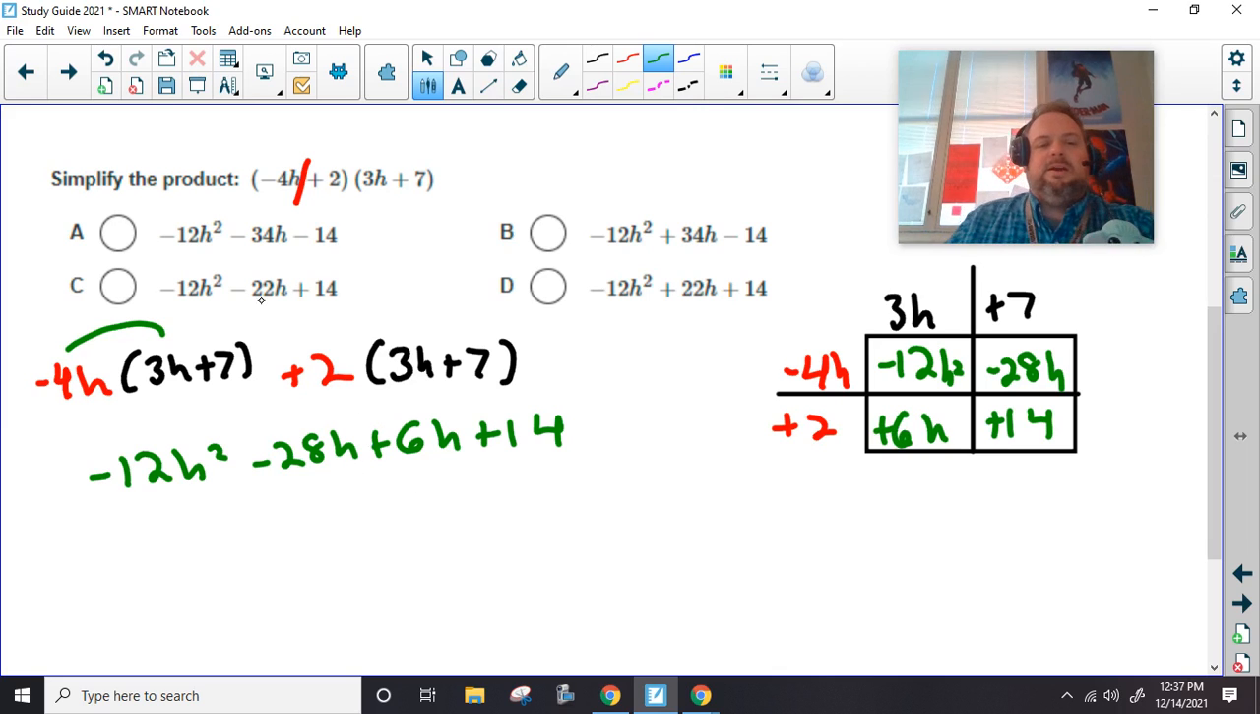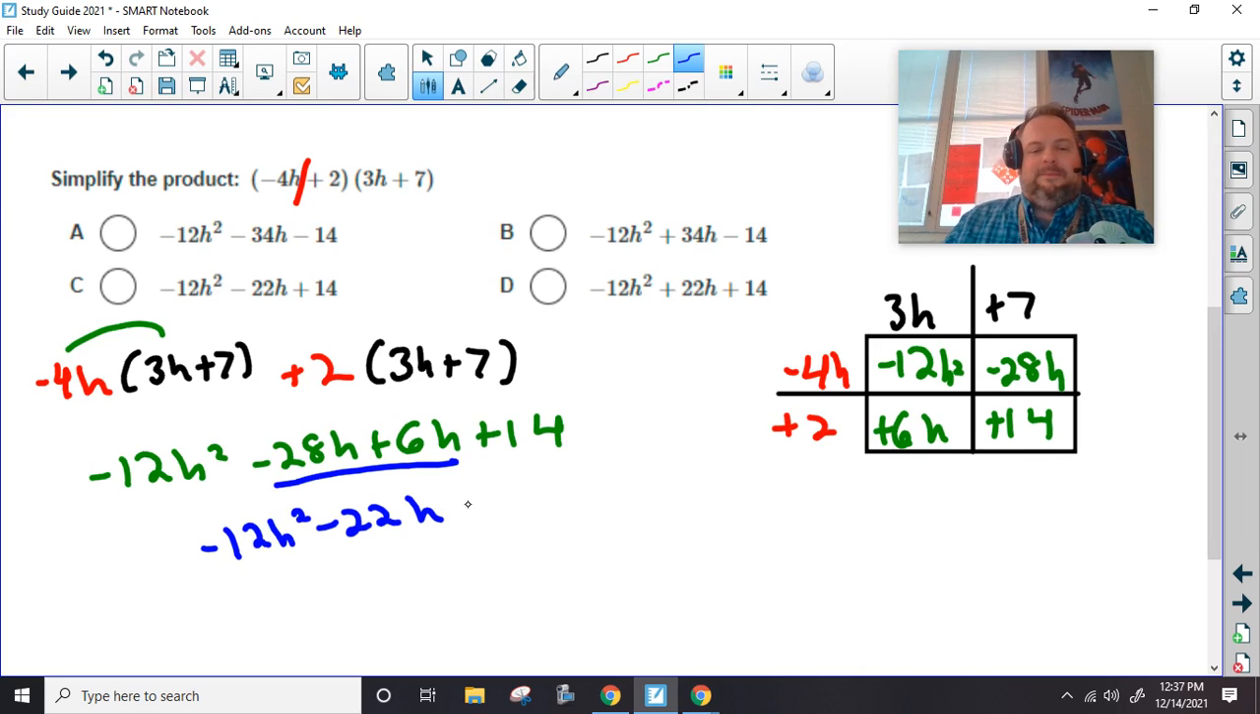Well, no. We can't mark out anything right now because we haven't combined our like terms. I see where you're going, you're trying to cancel this out. This ends up becoming negative 22h. Everything else stays the same. So this would actually be this here.